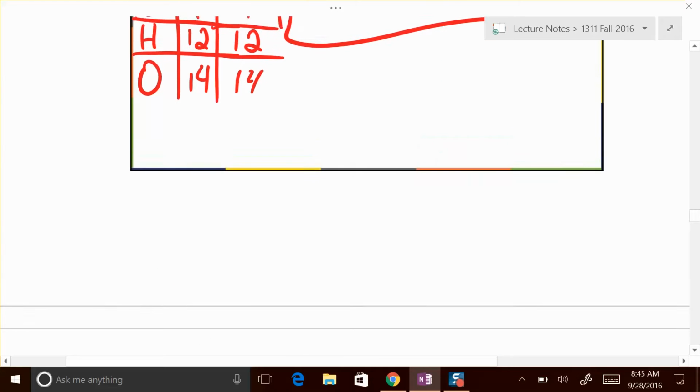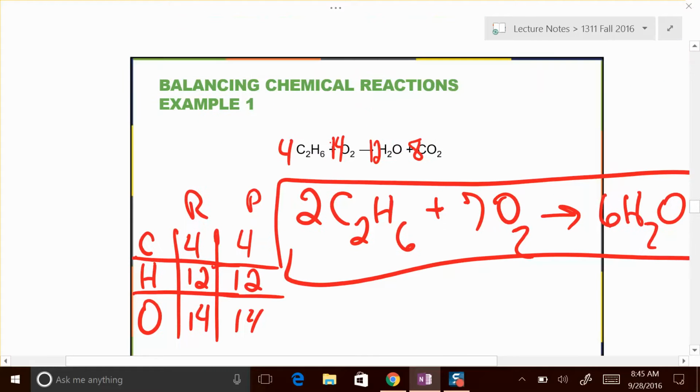Okay, so before we get to the types of reactions, let's go ahead and practice this a little. I have a worksheet here I'm going to hand out, and go ahead and start to balance these.